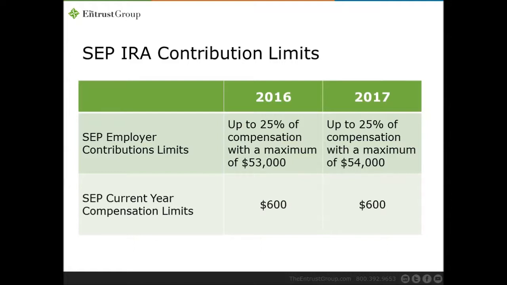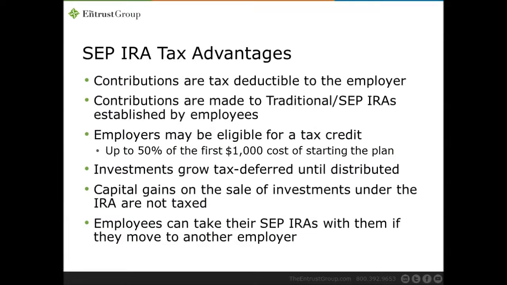Maximum amount, as a recap, is the lesser of 25% of compensation, not to exceed a certain dollar figure for the year. In 2016, it's $53,000. For 2017, it's $54,000. Now, what are the tax advantages of a SEP plan or SEP IRA? Contributions, again, are tax deductible to the employer. Contributions are made to traditional IRAs, also known as SEP IRAs, established by employees.